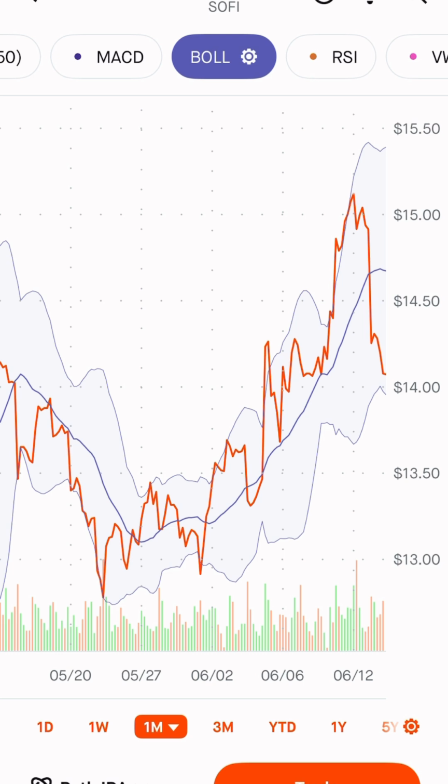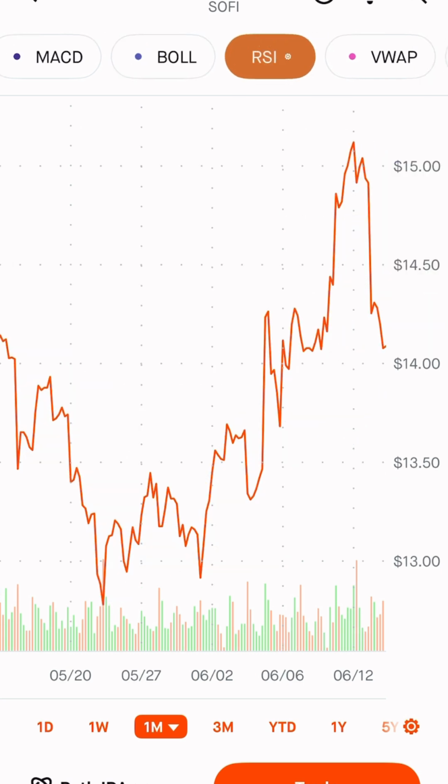That is the Bollinger Band, and that's what you want to look at, if the stock's at the lower portion of the Bollinger Band to sell a put. If you sell the put below that, you are at a safe level according to the Bollinger Band to sell a put. Next, we're going to look at the RSI.